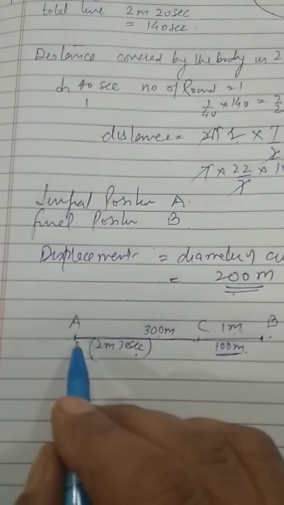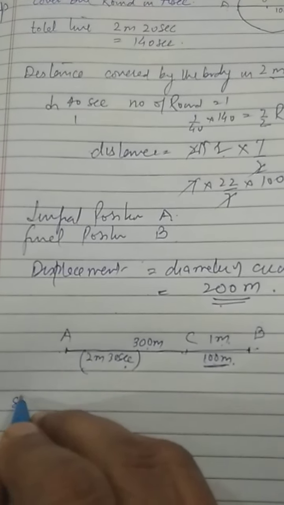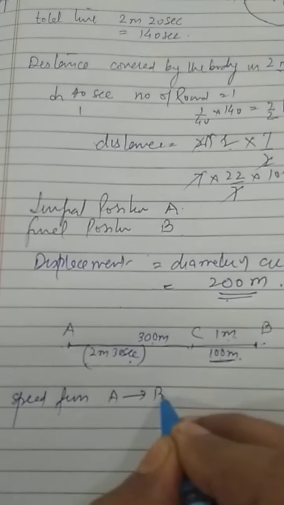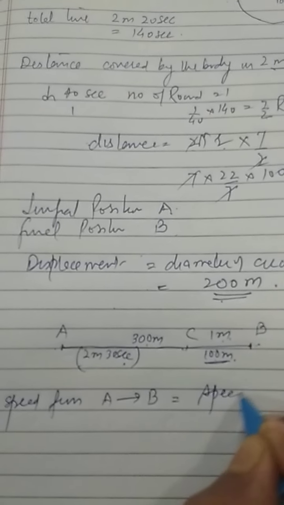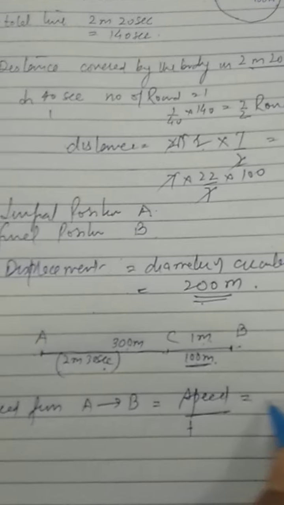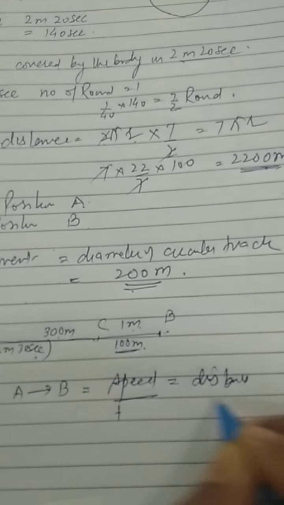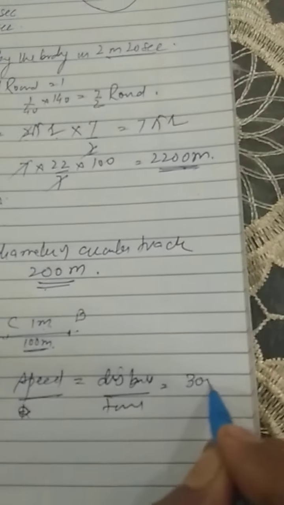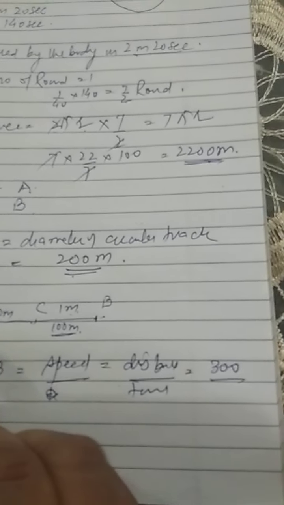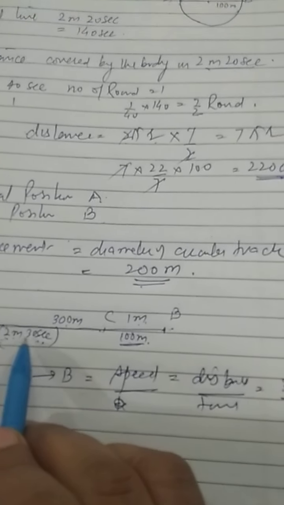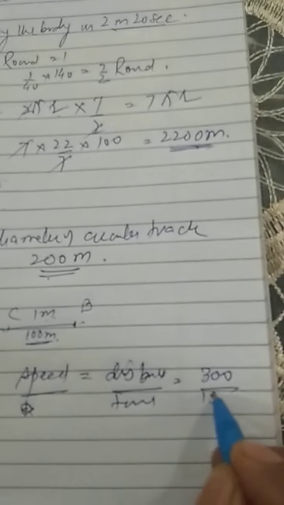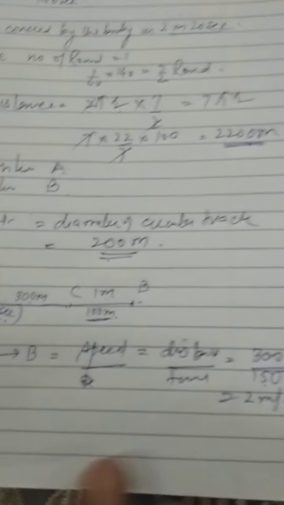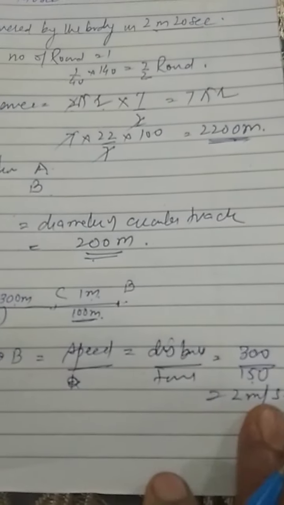First we calculate the speed from A to B. Speed is equal to distance upon time. And the distance from A to B is 300 meter. And the time, 2 minutes 30 seconds, means 2 into 60 plus 30, that is 150 seconds. 300 upon 150 is 2 meter per second. This is the speed from A to B.